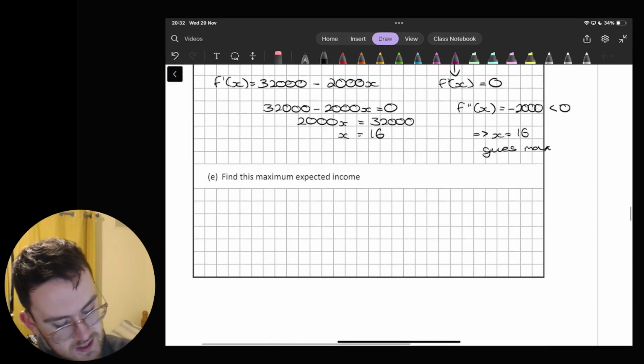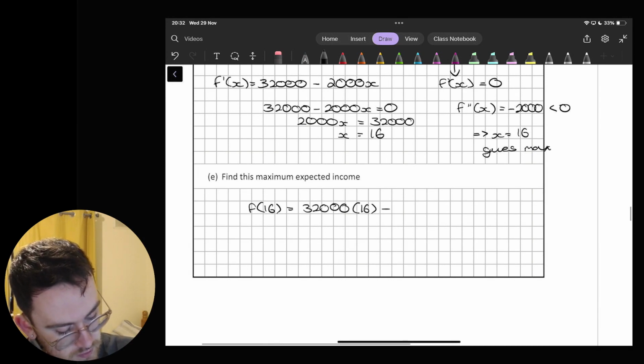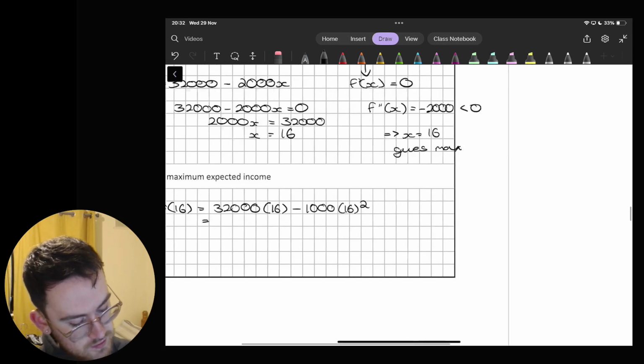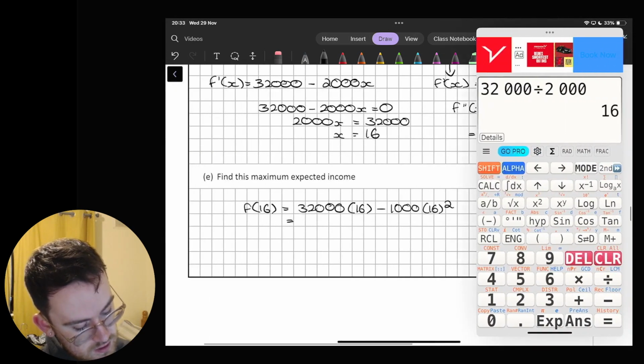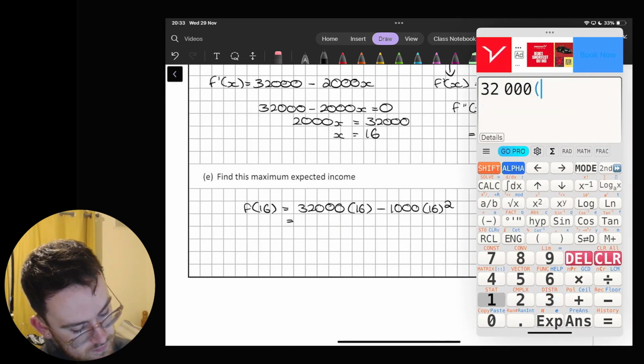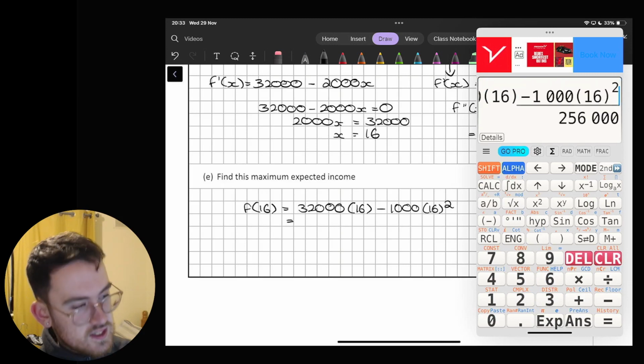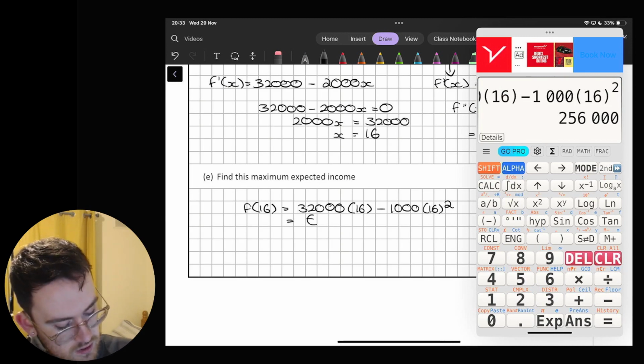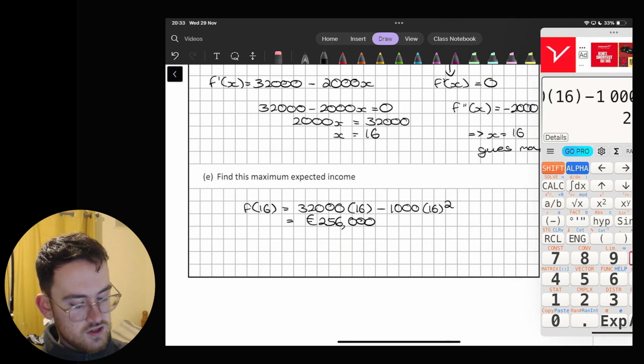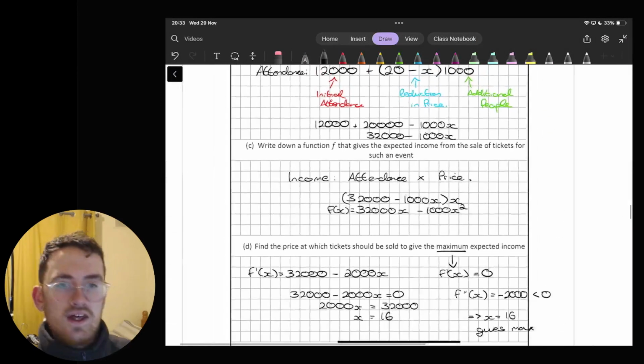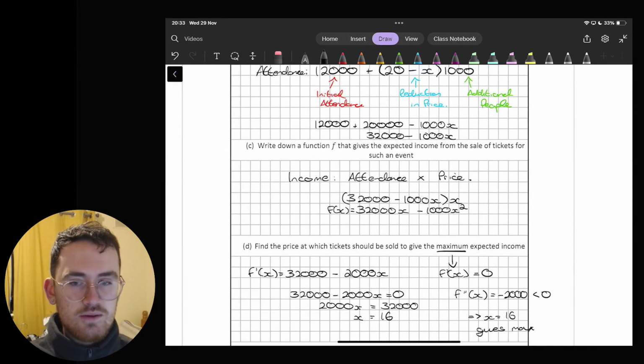Now to find this maximum expected income, we sub 16 into our f of x there. Okay, and subbing that in gives me a value of, where's my calculator gone? 16 squared, and that gives me a value of 256,000 euro.